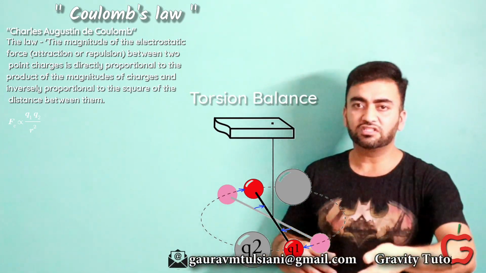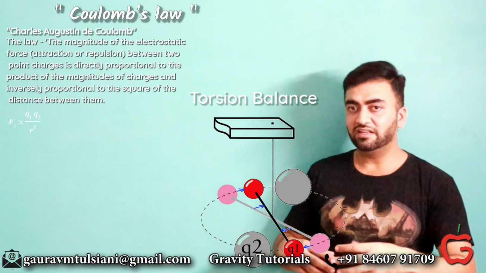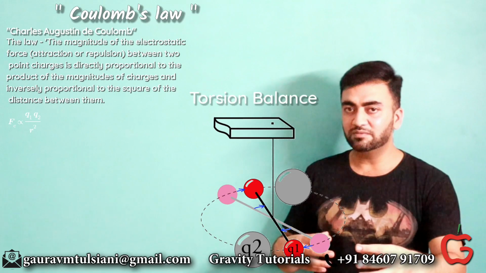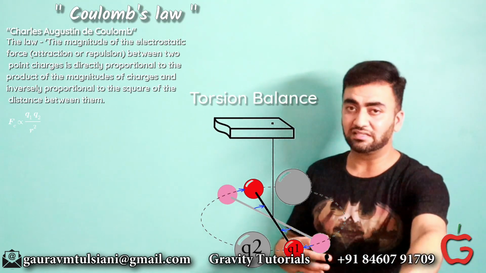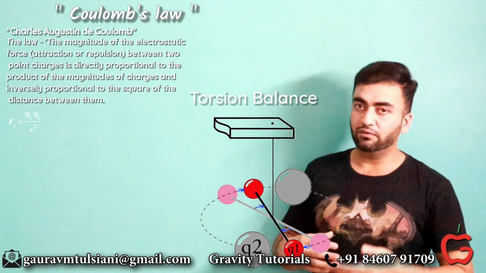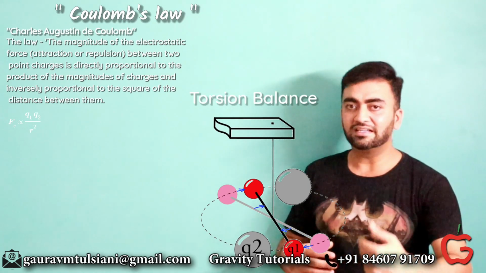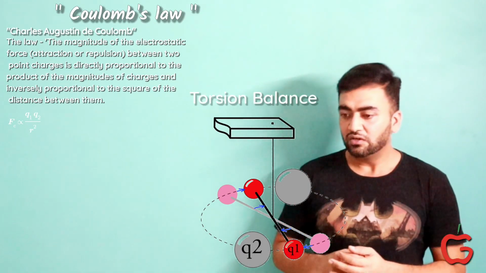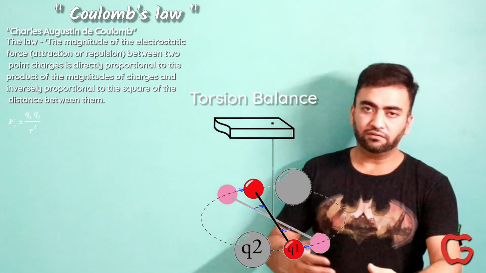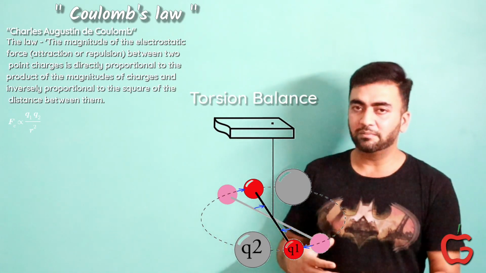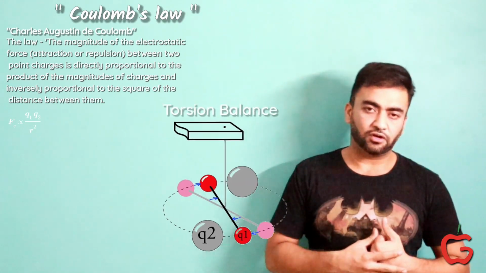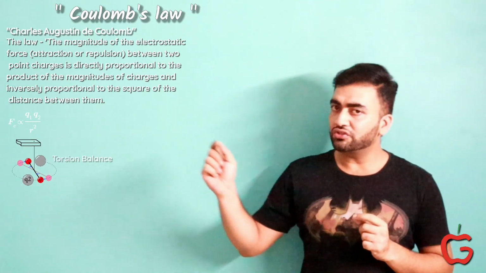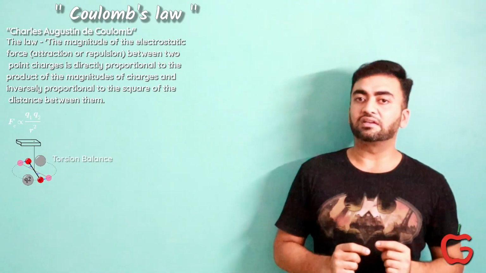Now the charge on this one was doubled. The force between them was again found to be double. The distance between them was increased twice, and the force decreased 4 times. If the distance is increased thrice, the force decreased 9 times. So by a lot of repetition of this kind of experiments, he came to this formula. F is proportional to Q1 Q2 by R square.